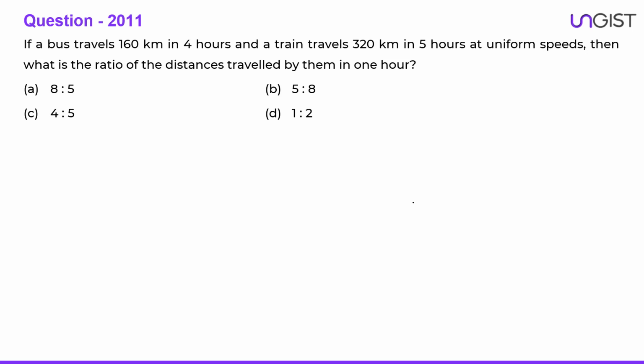So in 2011, what they have asked, question says, if a bus travels 160 kilometers in 4 hours and a train travels 320 kilometers in 5 hours at uniform speeds, then what is the ratio of the distances traveled by them in 1 hour? See everyone, here the bus travels 160 kilometers in 4 hours. So the speed of the bus will be 160 divided by 4, which is 40 kilometers per hour, right? And here the train travels 320 kilometers in 5 hours. So the speed of the train will be 320 divided by 5. This is 64 kilometers per hour, right?